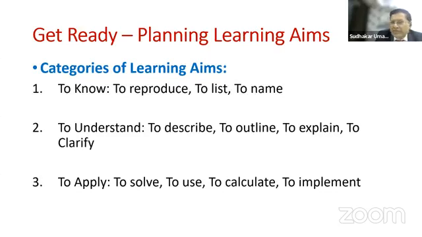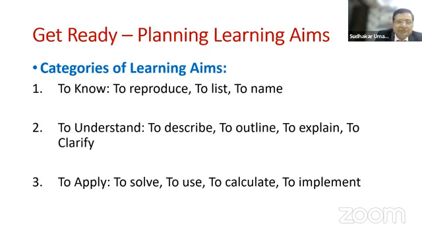Now you have entered the classroom and you are giving learning aims to the students. What are the learning aims for the students? According to Bloom's taxonomy, we have to generate the teaching methods, and those teaching methods can be categorized from simple to complicated, simple teaching to complicated teaching. The first category is to know. What is this to know? You reproduce the knowledge, you list the knowledge, you name the knowledge. That is the first stage.